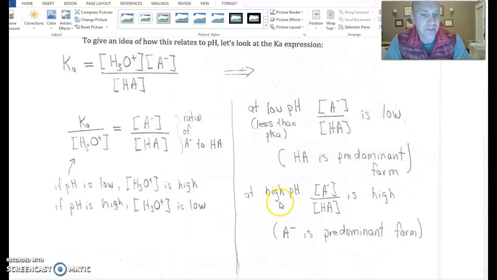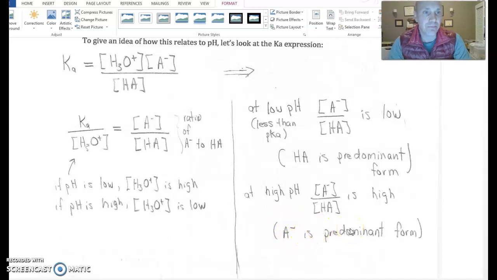The opposite would also be true at a high pH. Remember, high pH means H3O+ is low. So if we have a low denominator on this side, that means the overall size of the left side would be large, meaning that this ratio right here would have to be large. So in that situation, A- is going to be the predominant form.